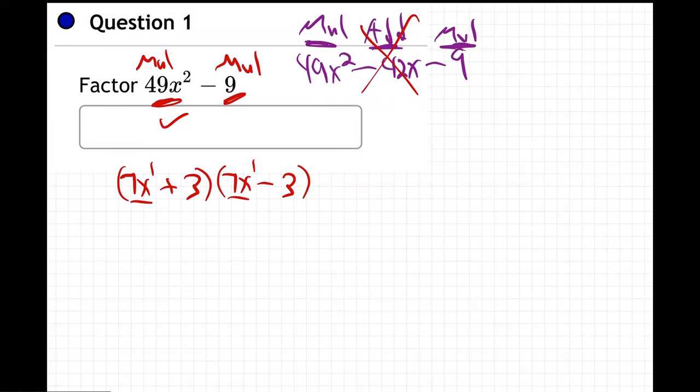That's the answer. Now, these are actually easier when they have just two terms like that. These are easier. It's just multiply. You don't have to worry about the add.